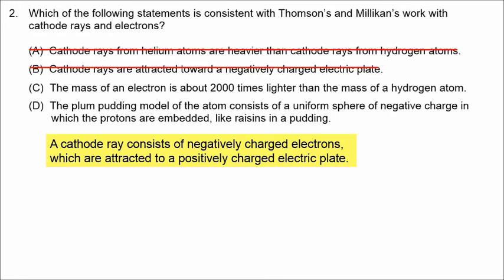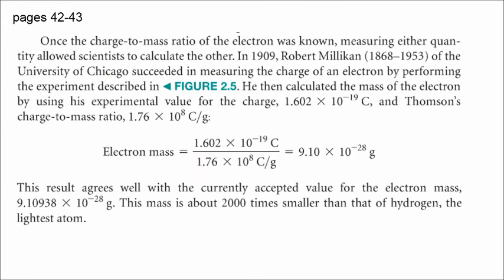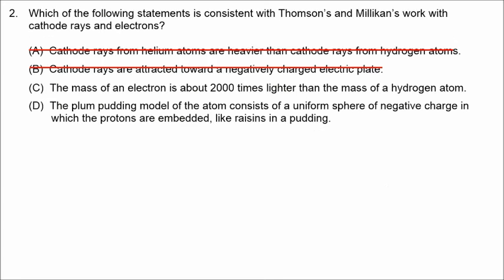Now, as far as whether the answer is C or D, again, let's go back to the textbook. On pages 42 and 43, they talk about combining Thomson's work, which gave us the charge to mass ratio, and Millikan's work, which calculated the charge on the electron. We end up with the mass of an electron, which is about 2,000 times smaller than that of a hydrogen atom. So the correct answer to this question is C.